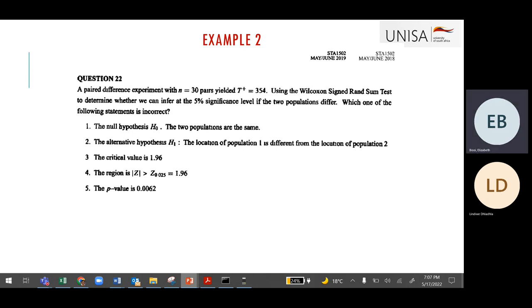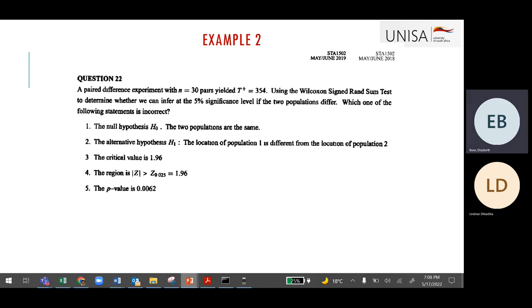A paired difference experiment with N equals 30 pairs and with our positive T of 359, using the Wilcoxon signed rank sum test, to determine whether we can infer at 5% level of significance if the two populations differ. Which one of the following statements is incorrect?